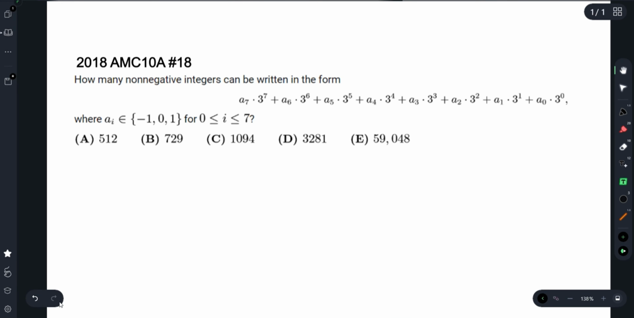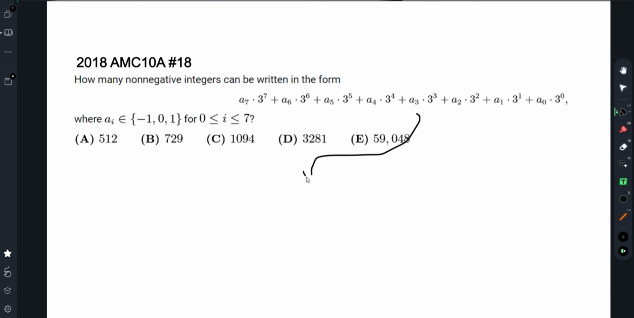Hello guys, today we're talking about 2018 AMC10A number 18. How many non-negative integers can be written in the form where each a_i is between 1, 0, and -1, for 0 is less than or equal to i less than or equal to 7? So we notice that this is either negative, positive, or 0.